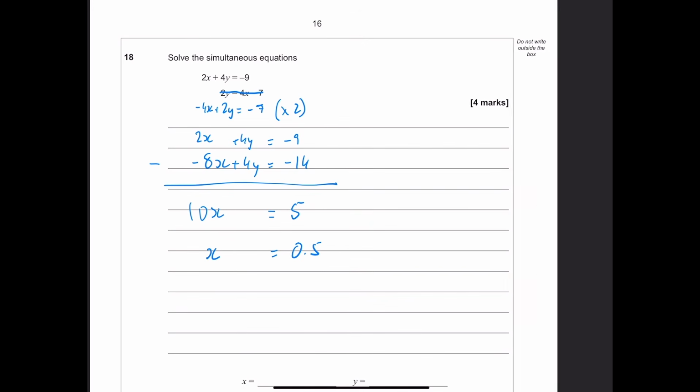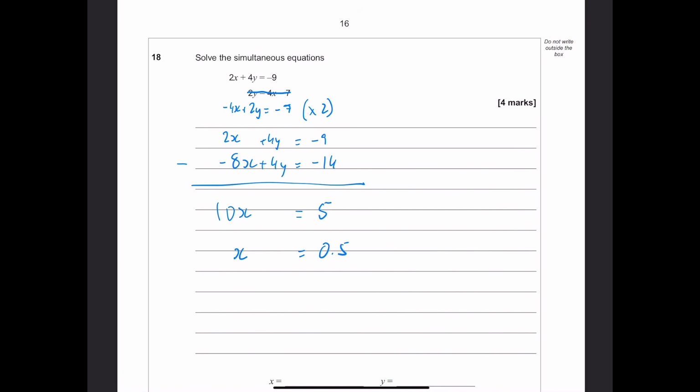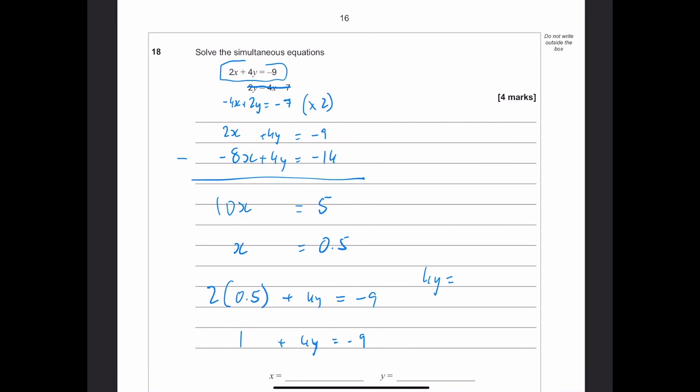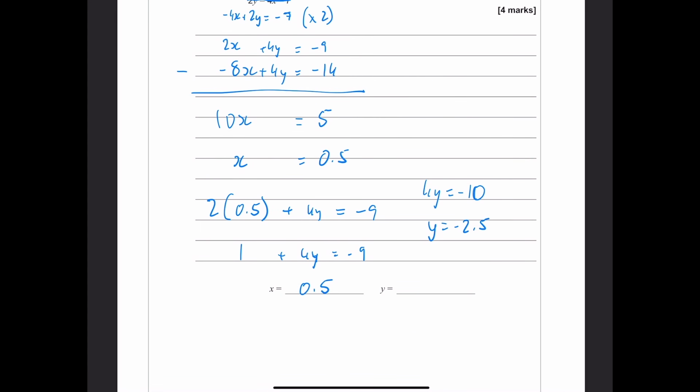So x equals 0.5. And then substituting it back in to, for example, the top one, 2 lots of 0.5, add 4y equals minus 9. So that's 1 plus 4y equals minus 9. If we take away that 1, we have 4y equals minus 10. So y is going to be minus 2.5. So x is a half and y is minus 2.5.